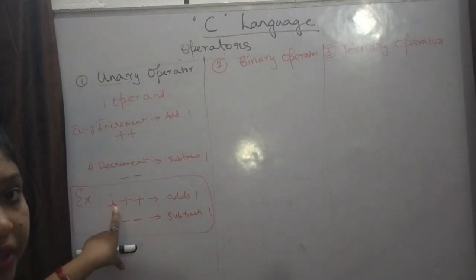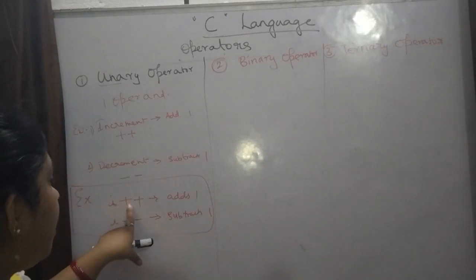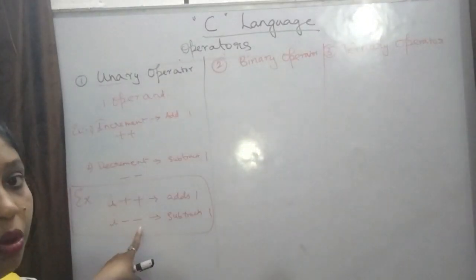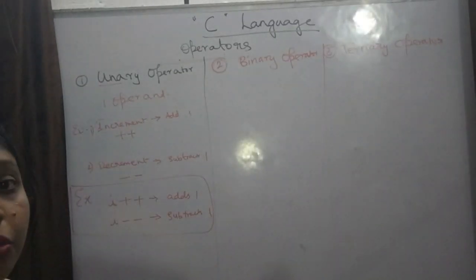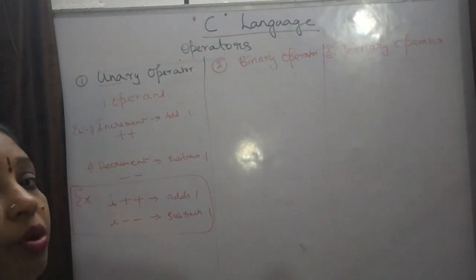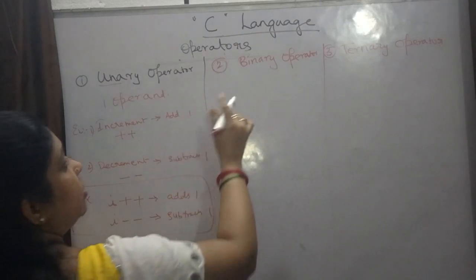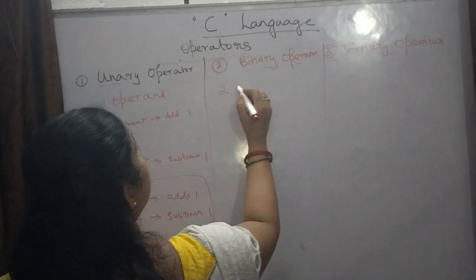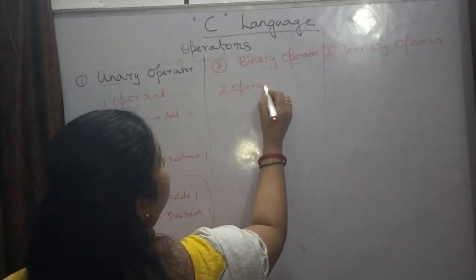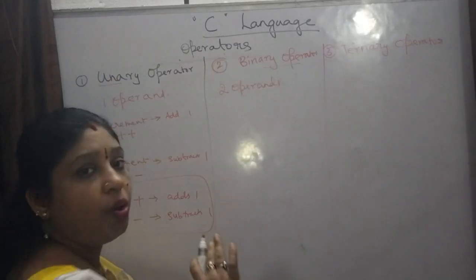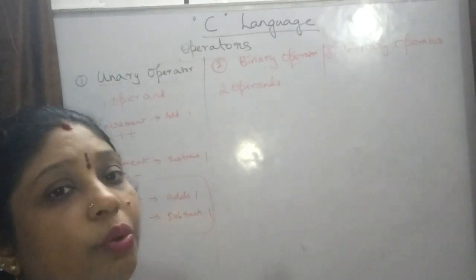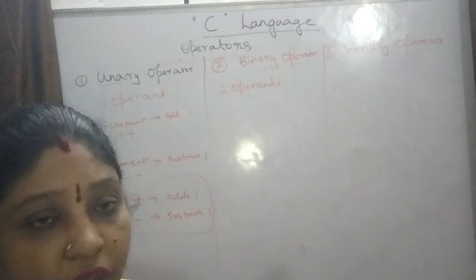Okay, i is the variable. For a variable, if you are going to add 1 to that variable, i++. If you are decreasing the variable, i--. So this is the unary operator, which acts on only 1 operand. Next, a binary operator should have at least 2 operands. Without a minimum of 2 operands, this binary operator will not work.